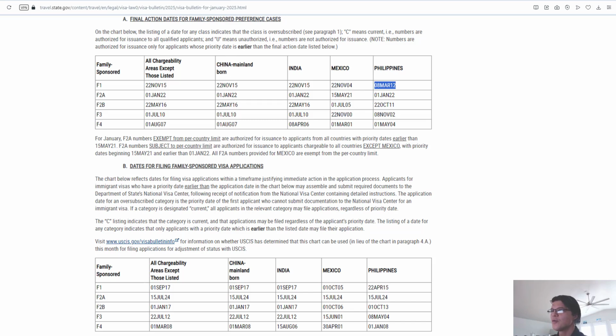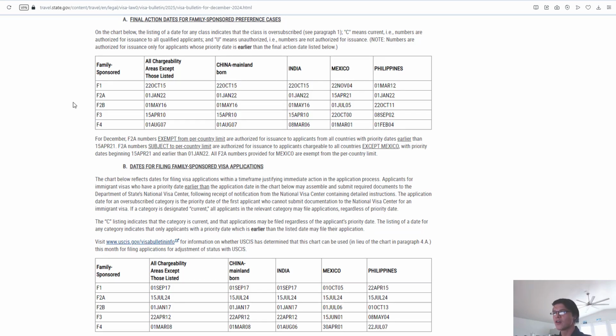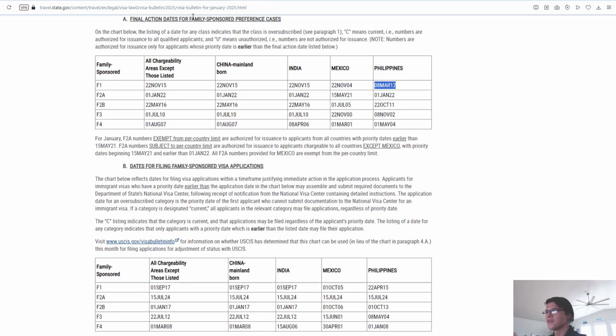So again, it really depends on the numbers and the amount of applications, the amount of visas being issued. All right, let's move on to the F2A category. So far, overall, for all chargeability, for China, for India, good news for F1, 1 month's movement ahead. Let's see what's going on for F2A. We have for all chargeability, which are all of the countries other than China, India, Mexico, and Philippines, January 1st, 2022. For December, let's see for January. So no movement at all.